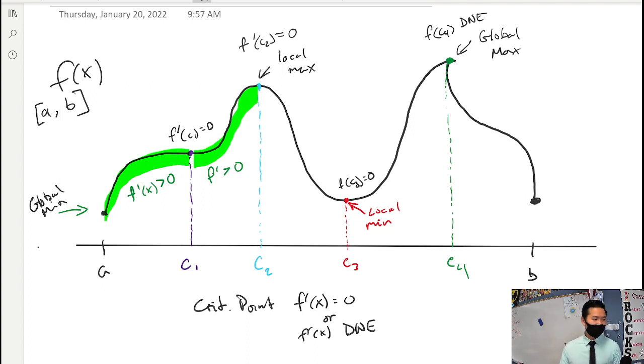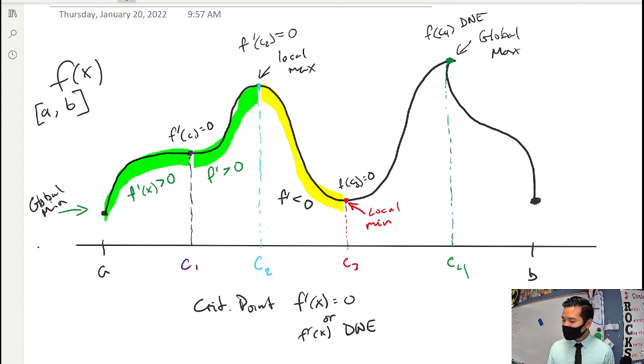Now what happens from C2 to C3? Decreasing. So what's the derivative value? It's negative from here to here. Would you agree? So again, I would write down f prime this time. How would you denote that it's negative if I was comparing it to 0? Would it be bigger than 0 or less than 0? Less than 0, right? That's how we denote it. If your derivative is negative, the function is clearly decreasing, yeah?